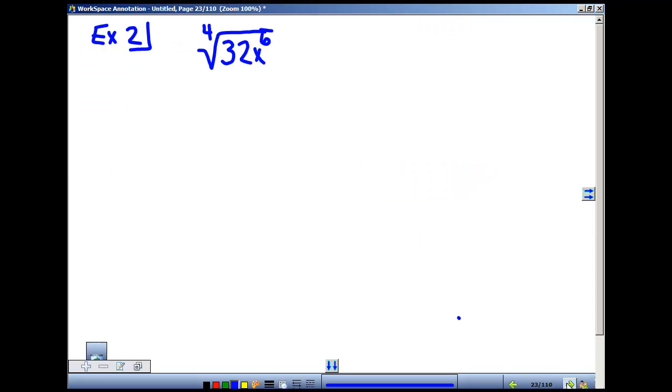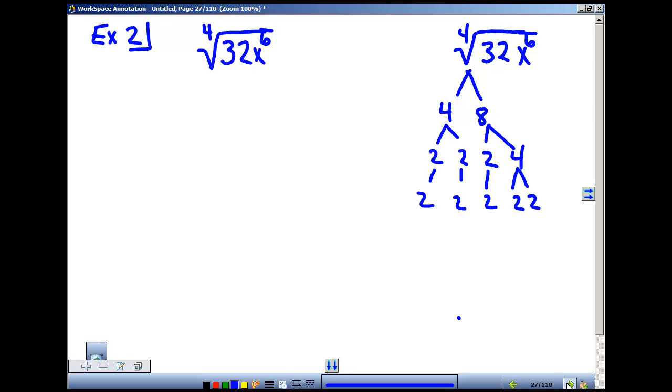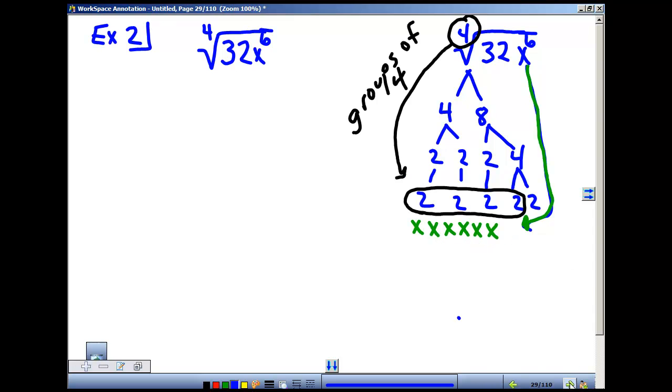Example 2. Break 32 into prime factors, and we get 2 times 2 times 2 times 2 times 2. X to the 6, there's 6 x's. And the index here, which is a 4, tells me that I need to break this up into groups of 4. So start with 2. There are 4 2's with 1 left over. So I have 2, because it comes out front, times the fourth root of 2.